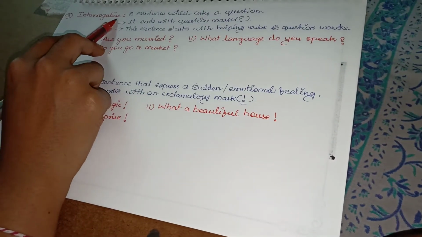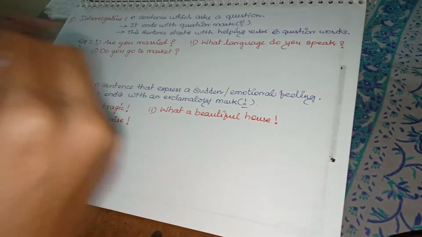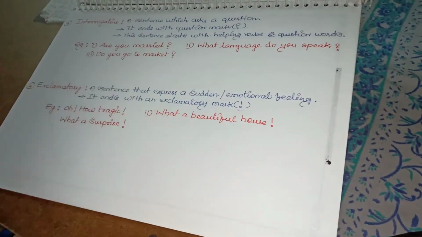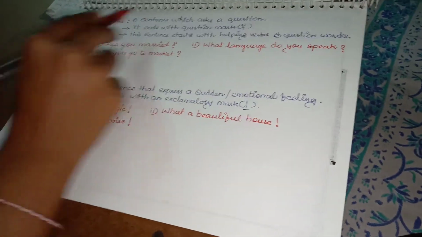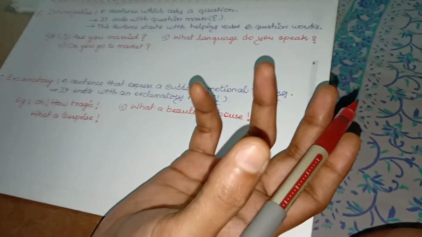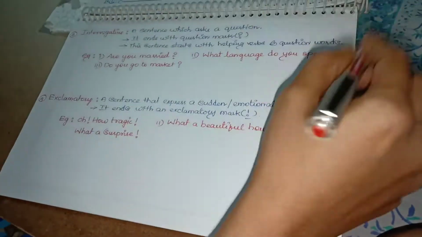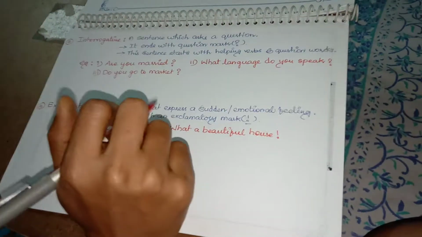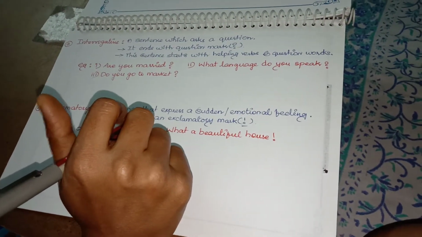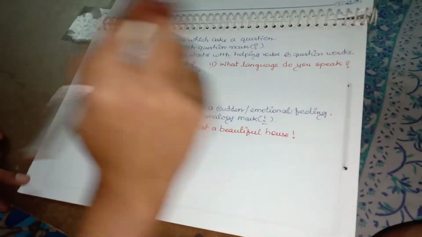Interrogative sentences. These are very important. Why? Because in so many situations we ask questions. So question type sentences are known as interrogative. A sentence which asks a question and ends with a question mark. The sentence which is ending with the question mark, you have to identify as an interrogative sentence. And it starts with helping verbs and question words.